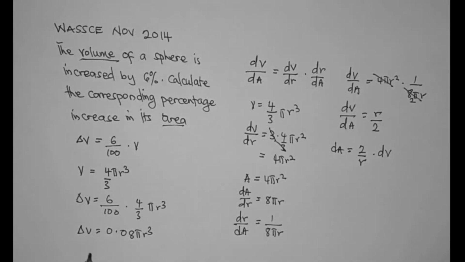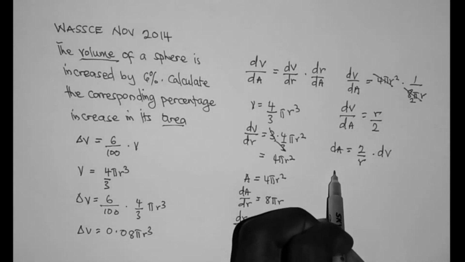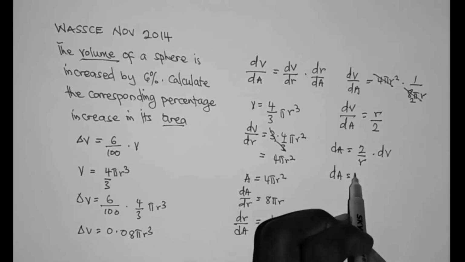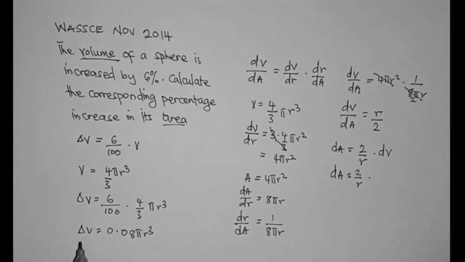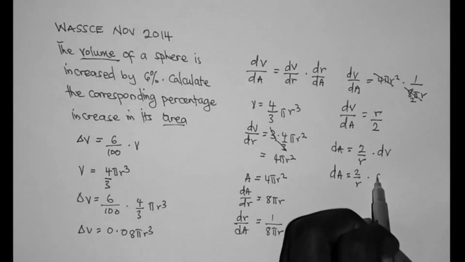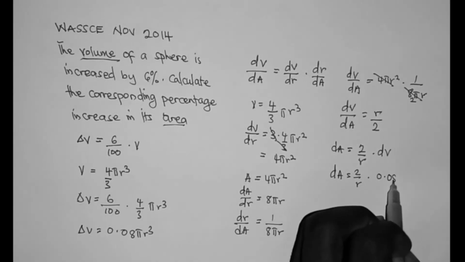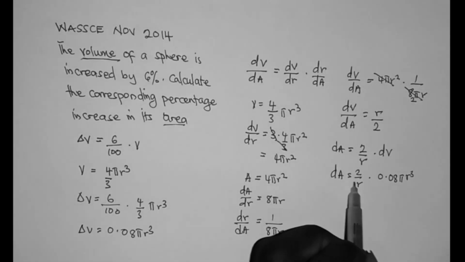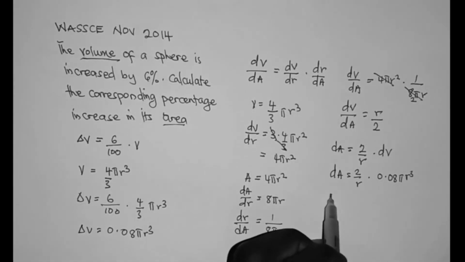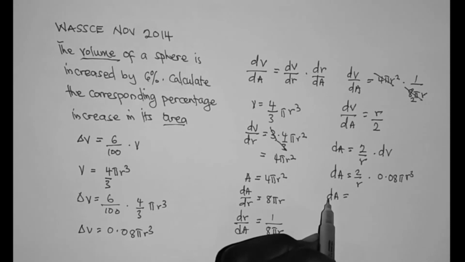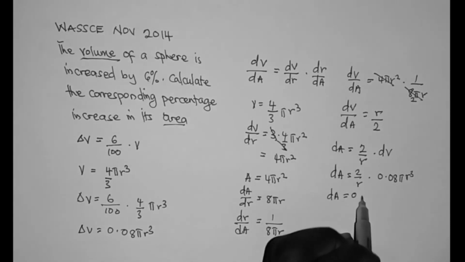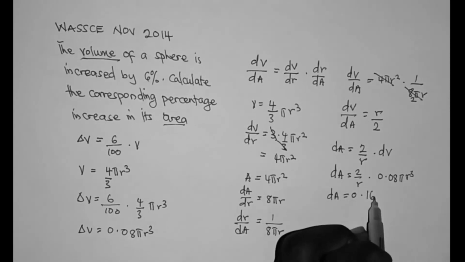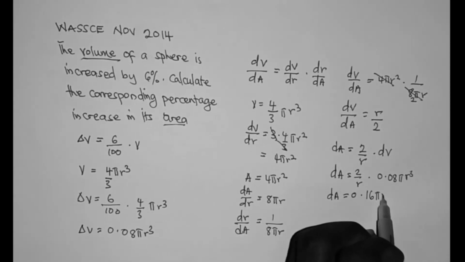Divine is the same as delta V. So delta A is equal to 2 over R times delta V, which is 0.08 pi R cubed. So one of these R will cancel an R here, so that delta A is equal to 0.16 pi R squared.